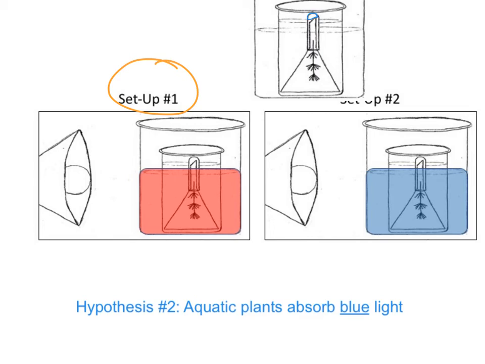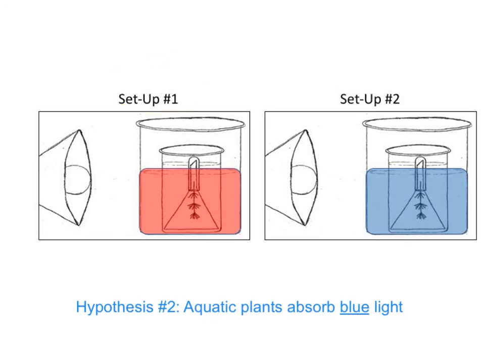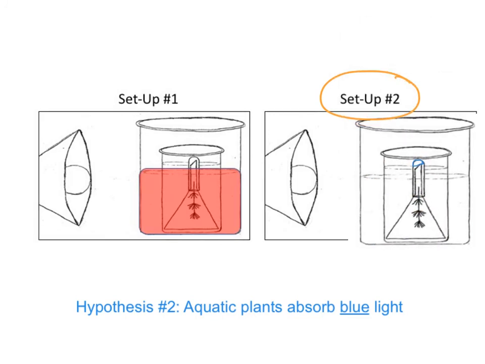So if aquatic plants really absorb blue light and not red light, in other words, if hypothesis number 2 is correct, you should not see a bubble of air if you expose the plant to red light. Now in setup number 2, where the plant was exposed to blue light, you would definitely see a large bubble forming if hypothesis number 2 is correct.